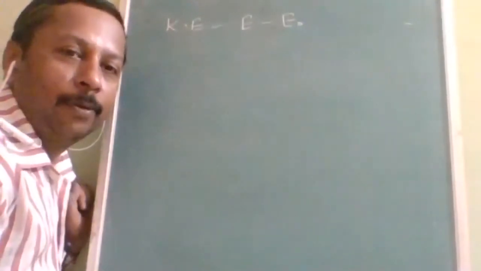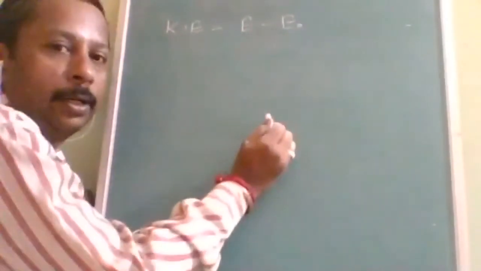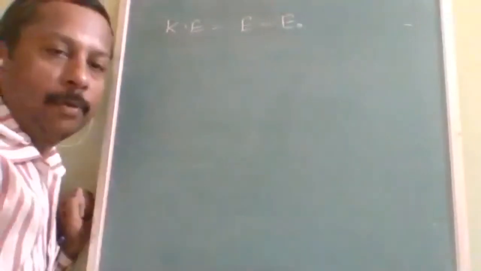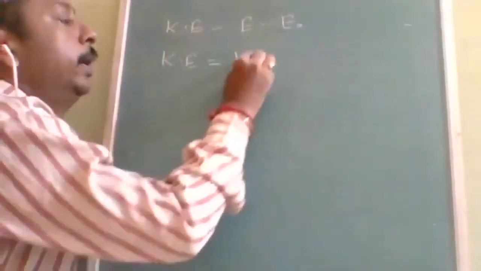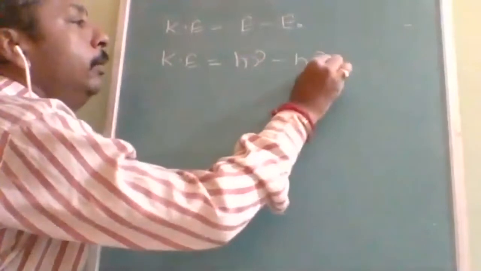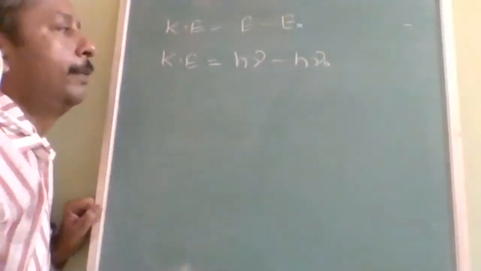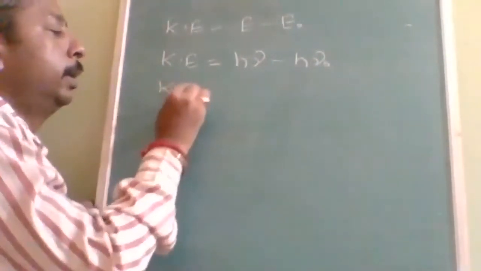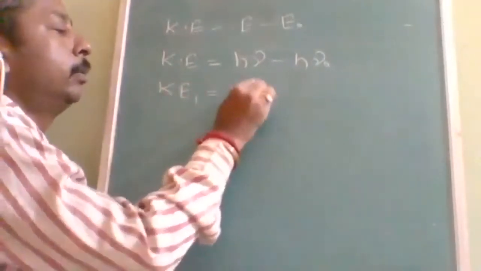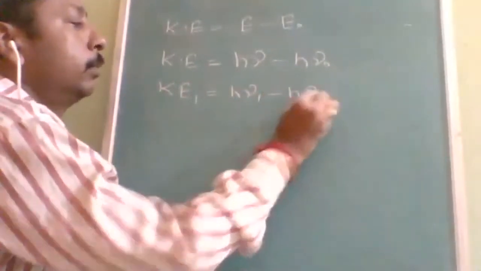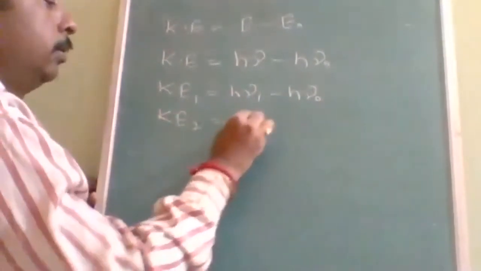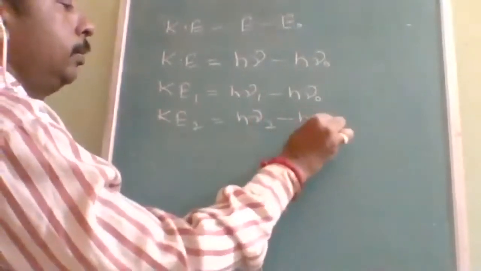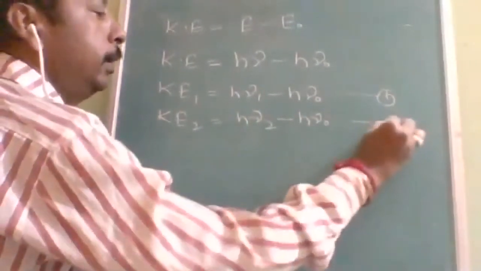Kinetic energy is equal to given energy minus threshold energy. But in this question, what is given is the frequency. So kinetic energy, I will write as h nu minus h nu naught. Here two different frequencies are given. Let us take KE1 is equal to h nu 1 minus h nu naught. The metal is same, so nu naught will be same. And KE2 is equal to h nu 2 minus h nu naught. Let us take equation 1, equation 2.